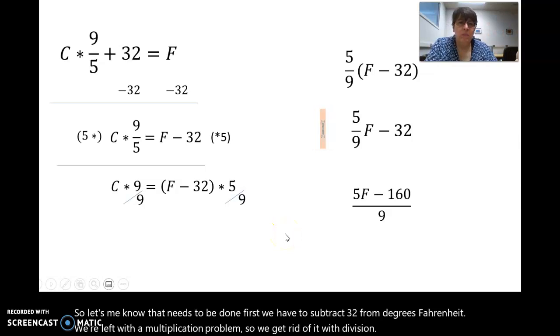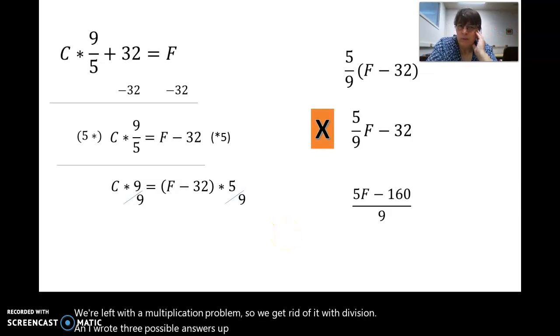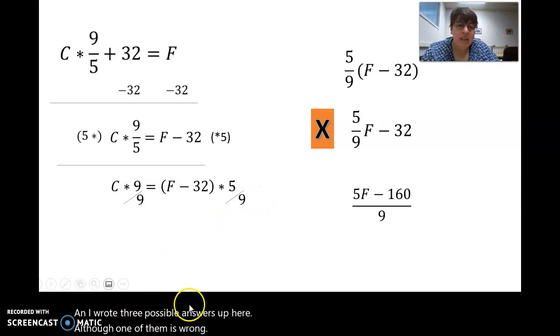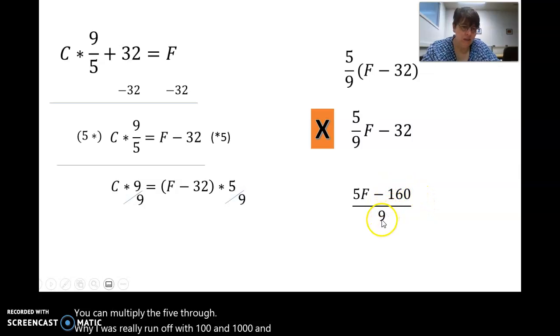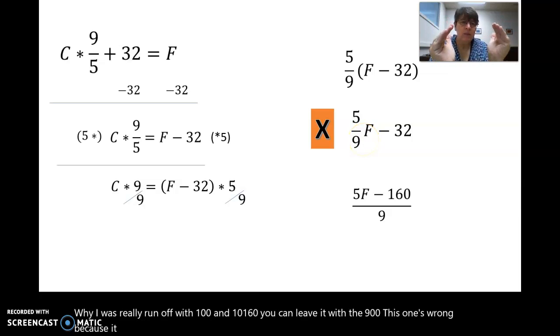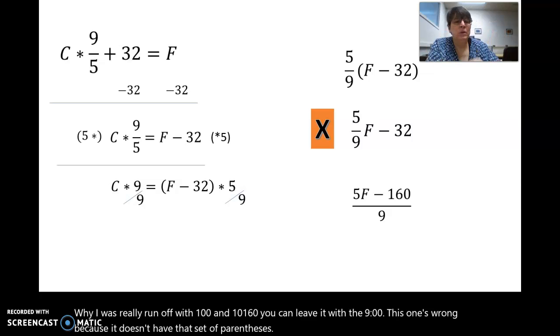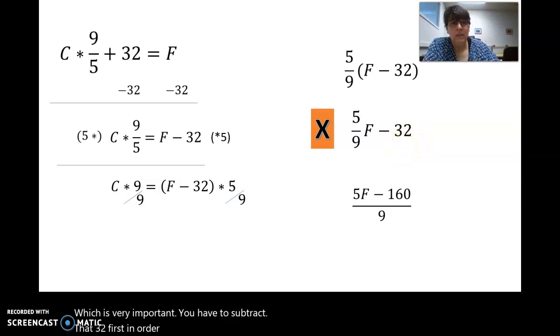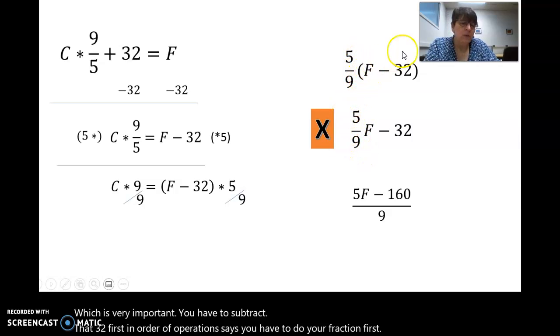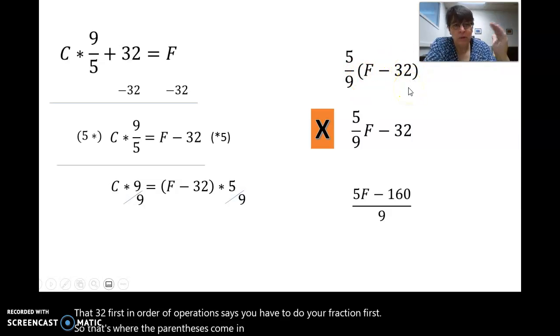And I wrote 3 possible answers up here, although one of them is wrong. You can leave the fraction as 5/9. You can multiply the 5 through. Boy, I was really off with 110. It's 160. You can leave it with a 9. This one's wrong because it doesn't have that set of parentheses, which is very important. You have to subtract that 32 first. Order of operations says you have to do your parentheses first. That's why it's important to have those parentheses.